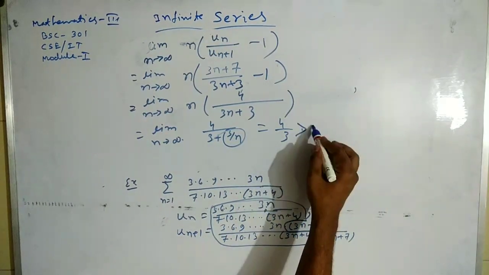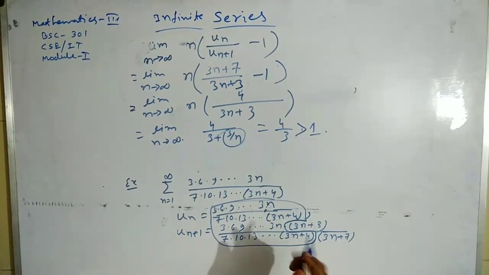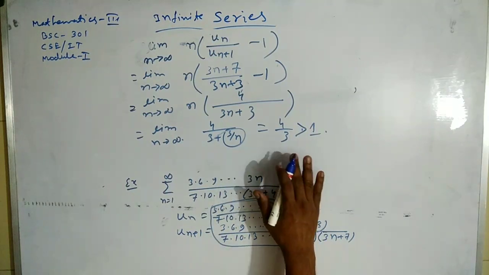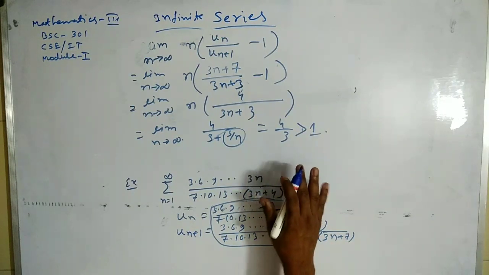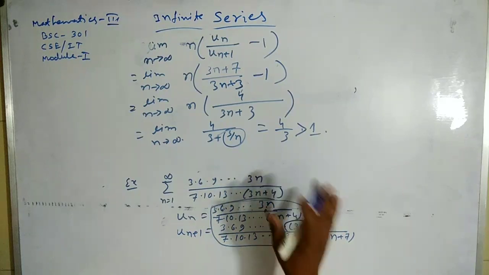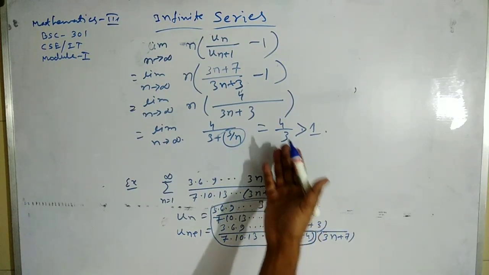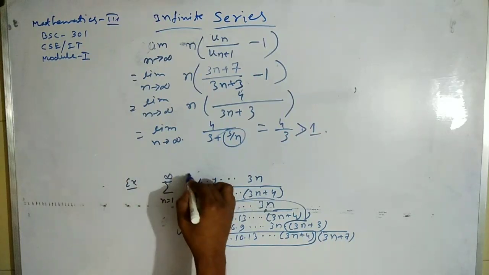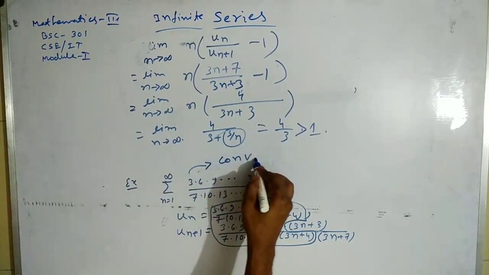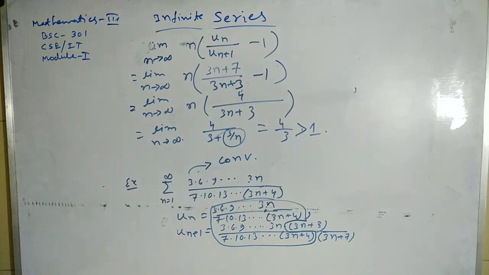And 4 by 3 is greater than 1. Now according to the statement of Raabe's test, if the limit is a finite real number, and 4 by 3 is a finite real number, and if it is greater than 1, then the series is convergent. So here we can see that the limit is a finite real number and greater than 1. So this series will be convergent according to Raabe's test. So this was the example for Raabe's test.